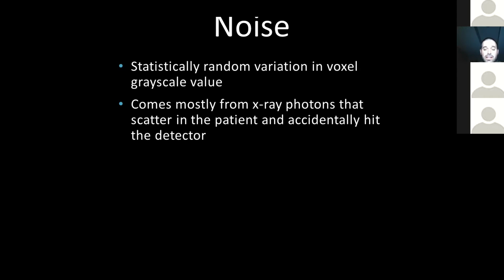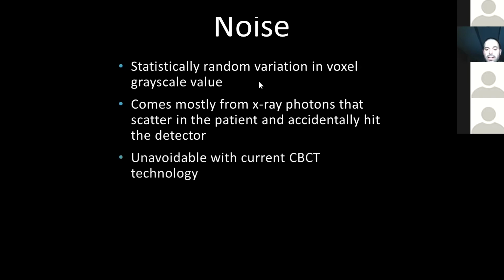The detector is not that smart. It can't differentiate between an X-ray photon that went straight through the patient and is important in image formation, and those that interacted and should have been absorbed or scattered elsewhere, but actually hit the detector. And that incorporation of those scattered photons creates this statistically random signal intensity, if you will. And we see that as an image phenomenon called noise.